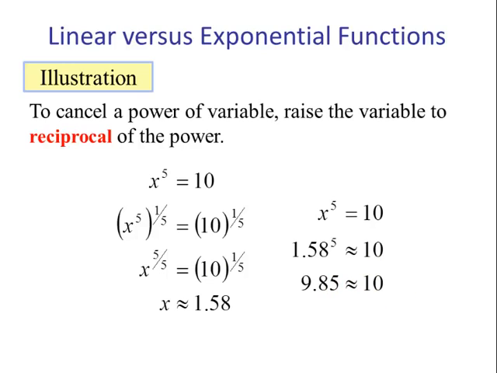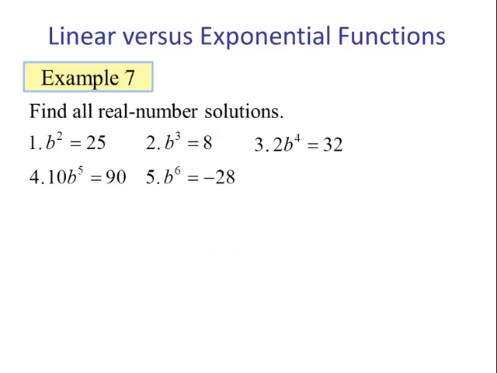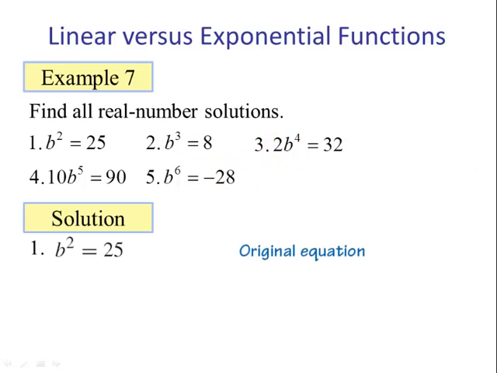Let's do some more examples. Example 7. Find all the real number solutions. We have 5 problems. Some of the powers are even, some of the powers are odd. Let's begin with number 1. b squared equals 25. Now if you recall, we did problems like this back in the quadratic chapter. To get rid of the square, I do the opposite, which is to take the square root.